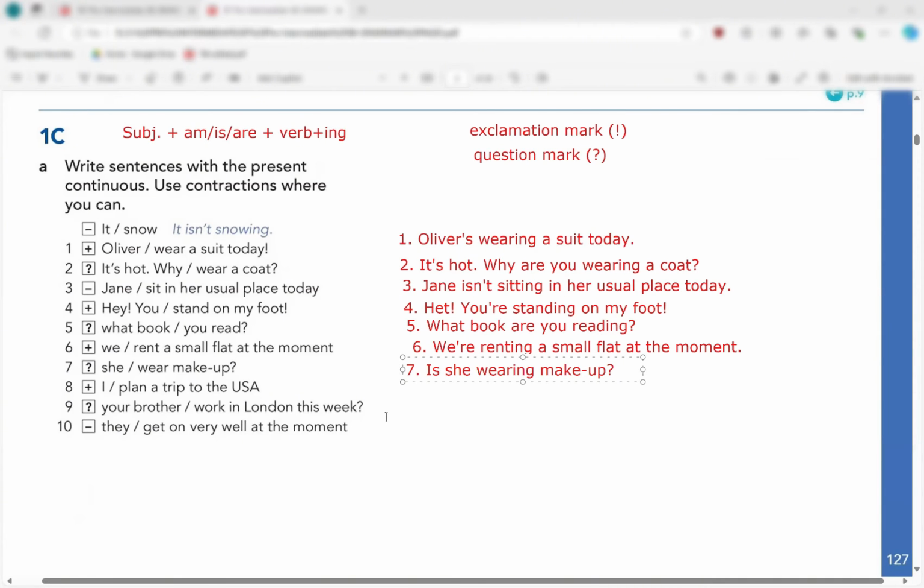That's it. And number 8. I plan a trip to the USA. So I, like that, you can say I'm, contraction, or I can say I am. Okay, so let's start to use contraction here because English people use contraction a lot when they speak. So, I'm planning a trip to the USA. Okay, I'm planning a trip to the USA.